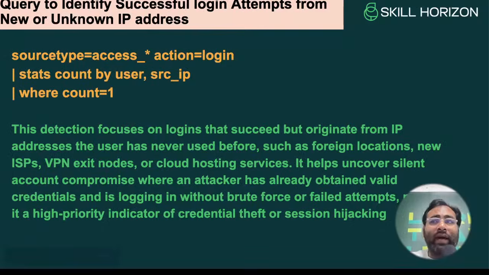The query to identify successful login attempts from an unknown IP address. The login attempts are successful, so they basically know how to log in to your system, or maybe application or cloud. But if the attempt was coming from a new location or an unknown IP address, that might be an indication that someone is trying to compromise your account with brute force, or insider threats. Session hijacking may be possible, credential theft may be there.